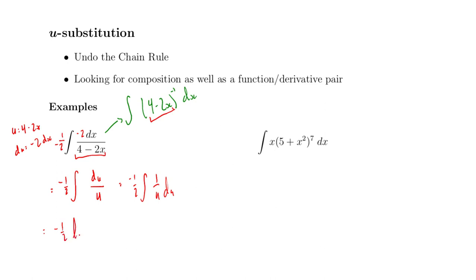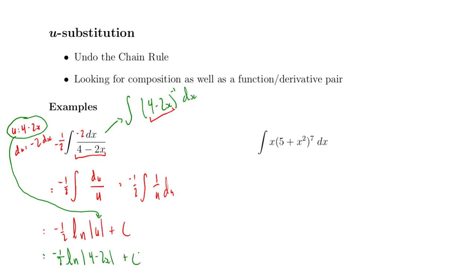So we have 1/2 times the natural log of the absolute value of u, and then we have that constant of integration, plus c. Now, all we need to do is put things back in terms of x, so let's take whatever we defined u to be, chuck it back in here, and we've got negative 1/2, there we go, natural log of the absolute value of 4 minus 2x plus c.